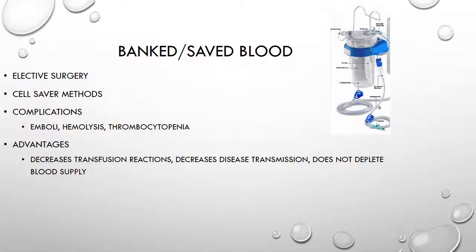So some alternative things that we can do besides transfusing our patients with blood or blood components from a blood bank or from a donor are patients that may use their own blood. Sometimes with elective surgeries, a healthy patient can actually donate their own blood and have that blood used during surgery. Another thing that we can do is something referred to as cell saver methods.